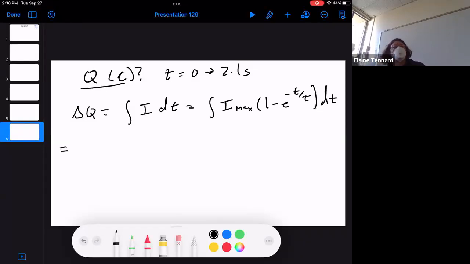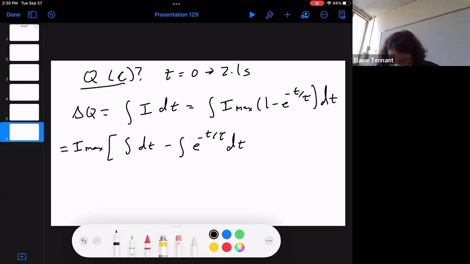Constant, yeah, because it's the maximum value. It's not going to change. So I can put that by itself. And then if I take away Imax, I'm integrating 1 dt, so I'll just have dt there. And then I'm subtracting off this e to the negative t over tau dt. Like that. So far, so good? I hope so.